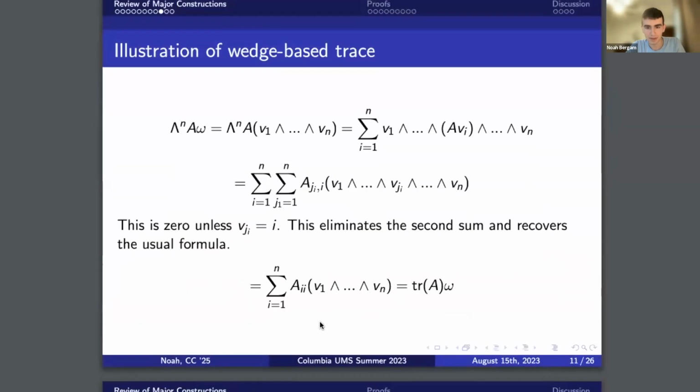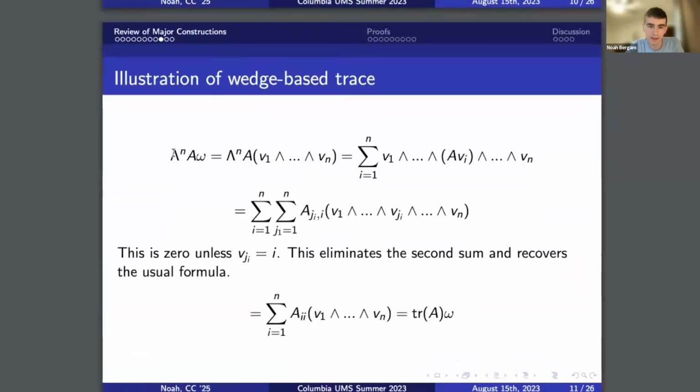The trace is a very similar way of going about it. You apply A to each entry in the wedge product, so you have this sum, then you express this as a sum and apply multilinearity. Then you apply that idea of the vanishing property again. This is only non-zero if v_{j_i} is equal to v_i. This should not just be i. So this eliminates the second summation altogether, and then you just get the trace being the sum of the diagonal entries of the matrix. So the trace and the determinant pop out really nicely from the wedge product, and that's part of the reason why we like the wedge product.